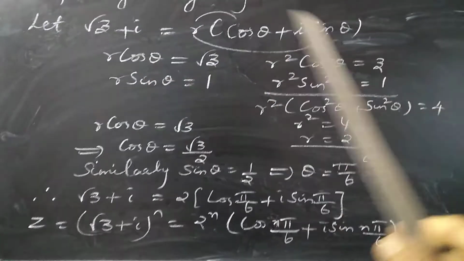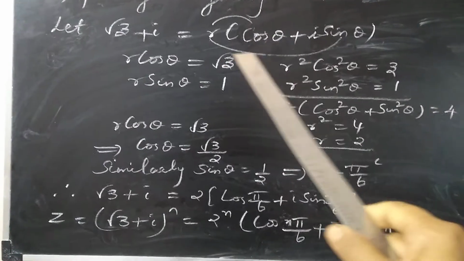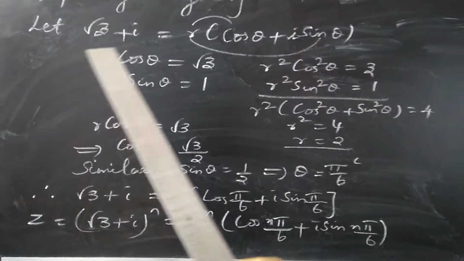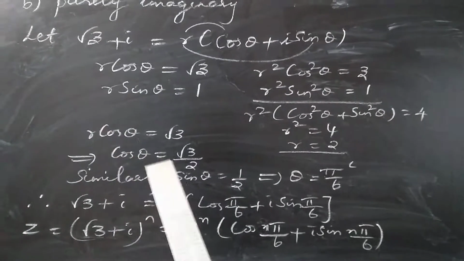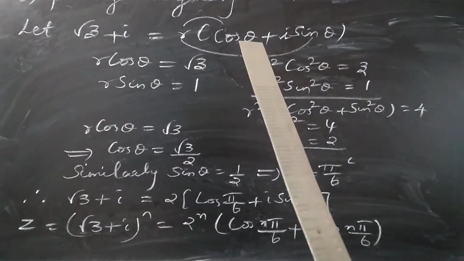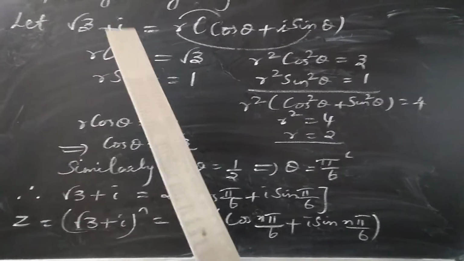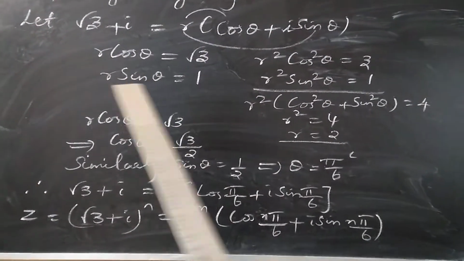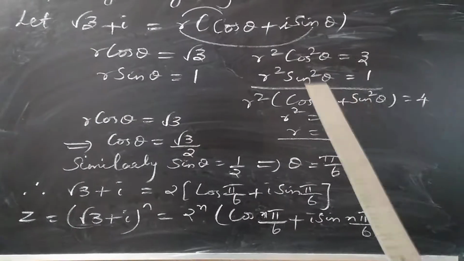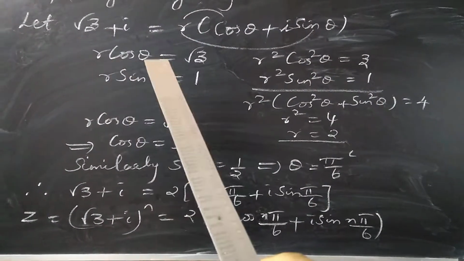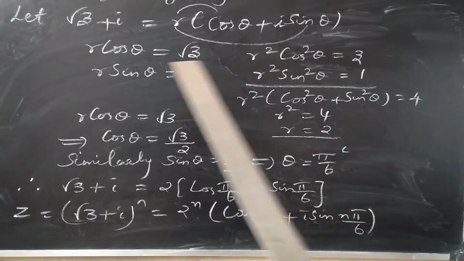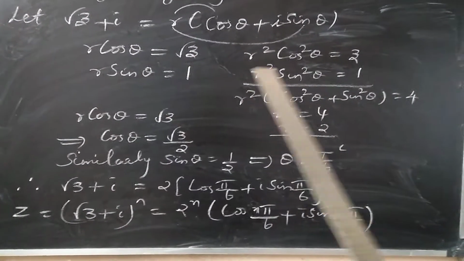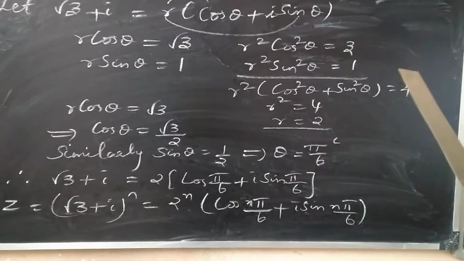So when you write like this, the real part of this number is r cos theta and the imaginary part is r sin theta. When can two complex numbers be equal? When their real parts on both sides are equal, and the imaginary parts on both sides are equal. And that is exactly what I have written here. I am squaring and adding these two equations. (r cos theta) squared is r squared cos squared theta, and the square of the right is 3. (r sin theta) squared is r squared sin squared theta, and the square of the right is 1.